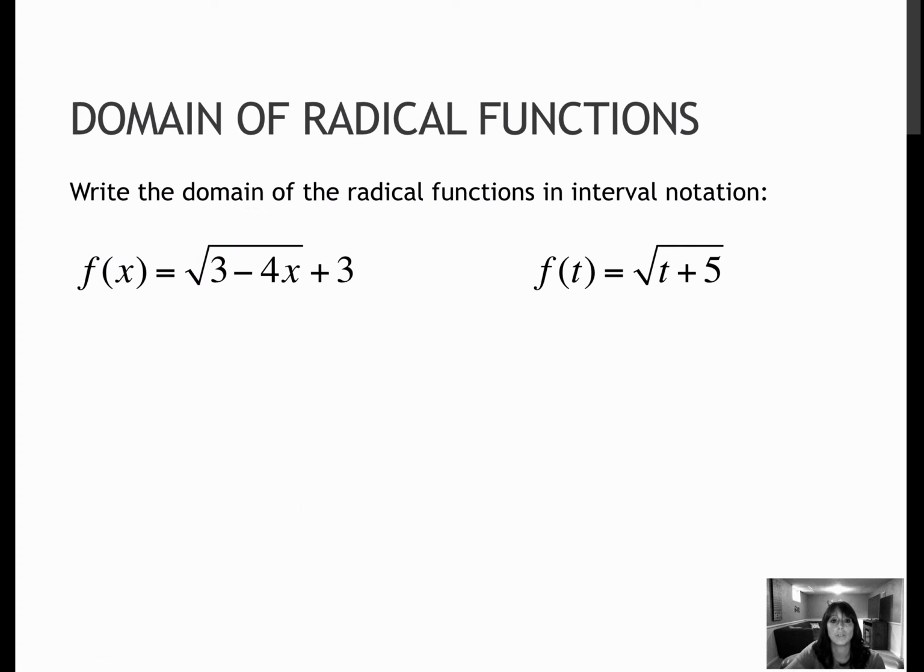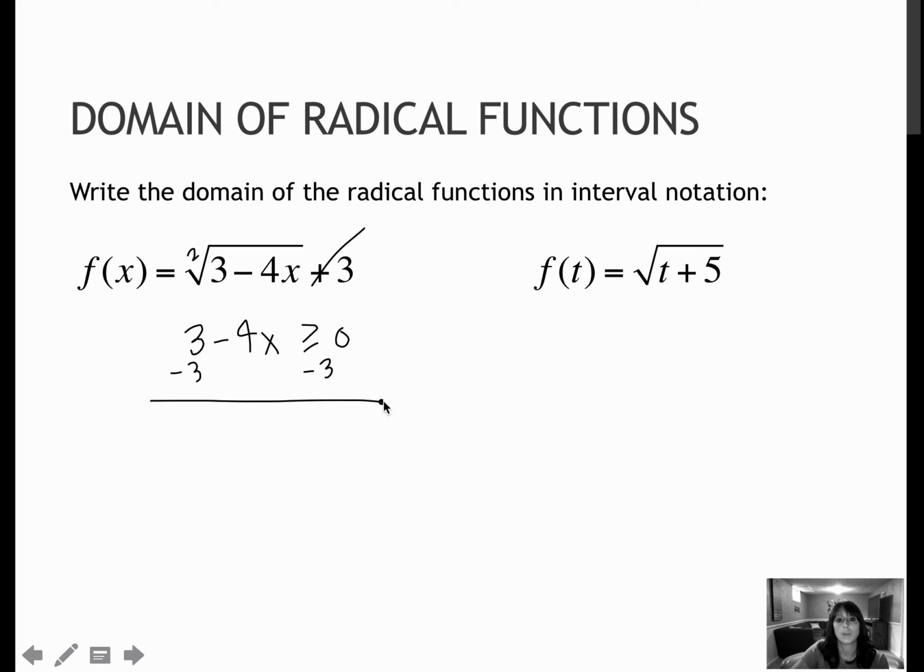Here are a couple more for us to try. Again, I don't really care in this case about that 3. What I care about is that this is an even index, and 3 minus 4x has to be greater than or equal to 0. So now I'm going to subtract that 3 from each side. That gives me negative 4x is greater than or equal to negative 3.